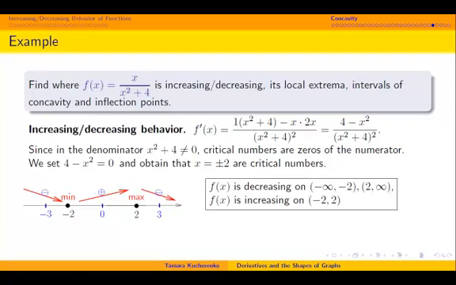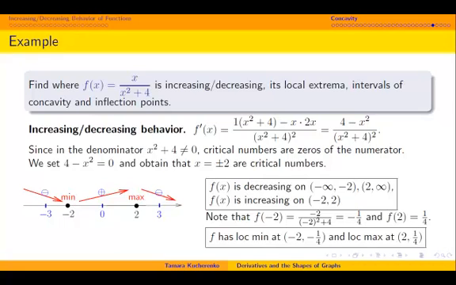We compute the values of f at critical points. f of -2 equals -2 divided by (-2) squared plus 4, which equals -1/4. And similarly, f of 2 equals 1/4. Therefore, f has a local minimum at the point (-2, -1/4), and a local maximum at the point (2, 1/4).